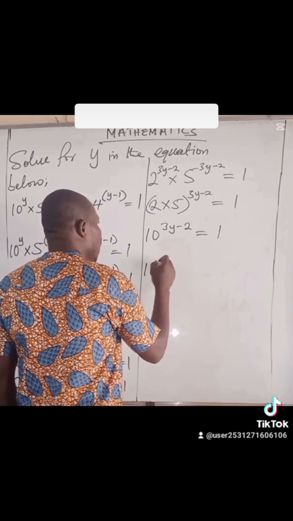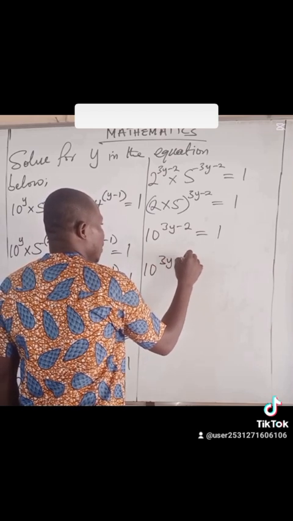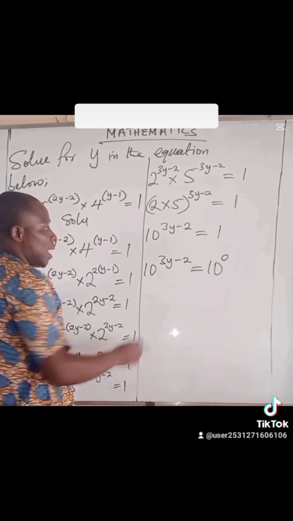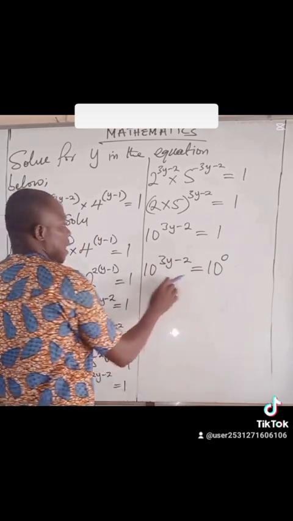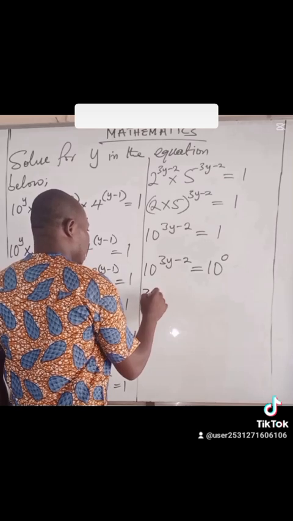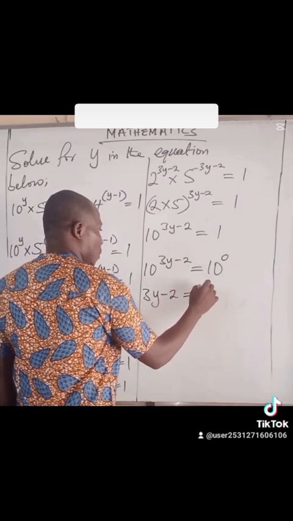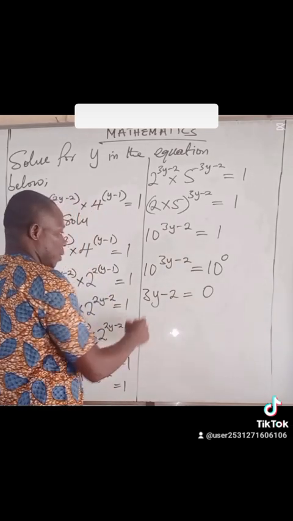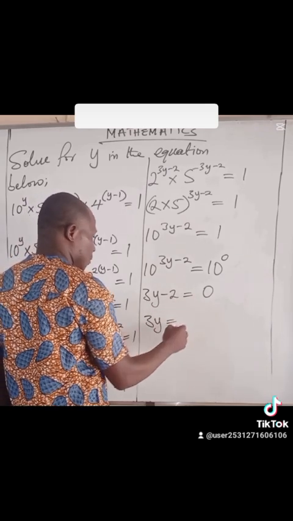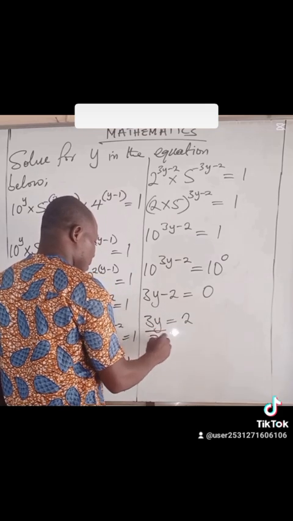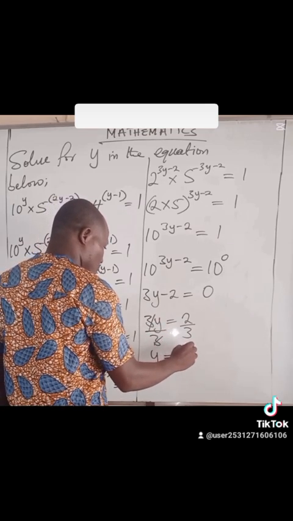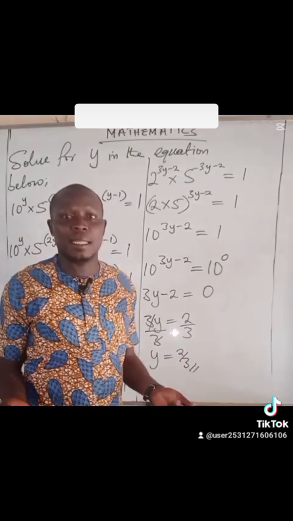So we are going to say 10 raised to power 3y minus 2 is equal to 10 raised to power 0. Okay, now the bases are the same, and if the bases are the same, then it means that the powers are also the same. So we can simply say 3y minus 2 equals 0. We want to make 3y subject of formula, so we're going to have 3y equal to 2, this crossing over. Divide both sides by 3. This will cancel. We are left with y equal to 2 over 3. And that's the answer. Simple as that, right?